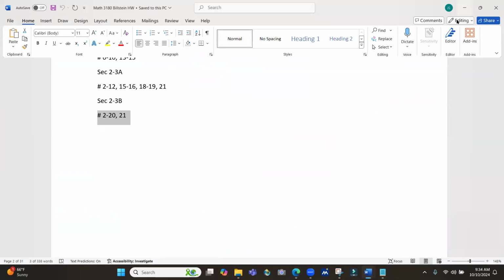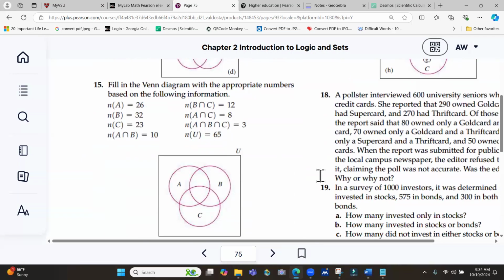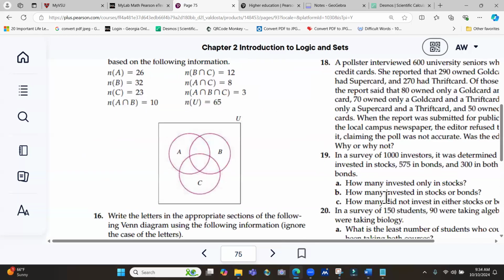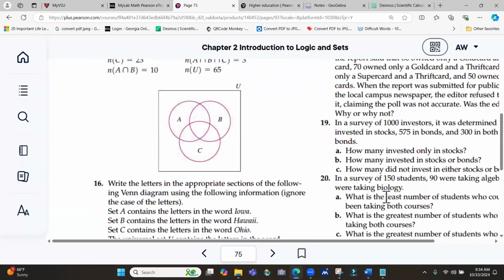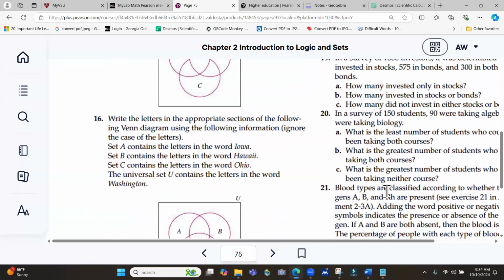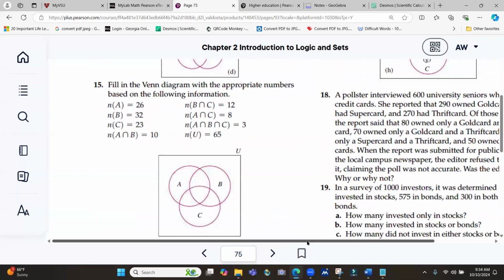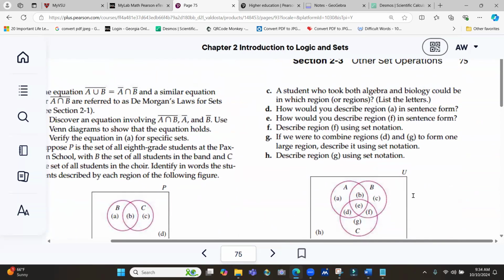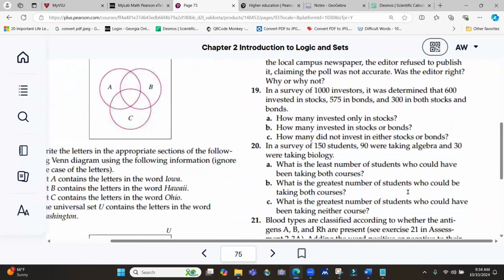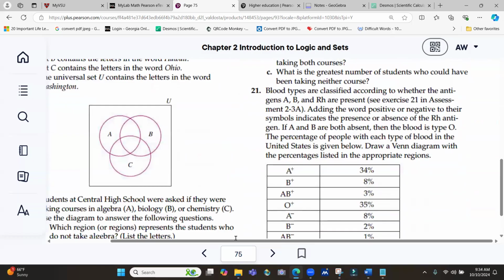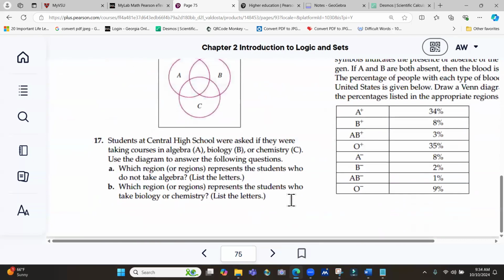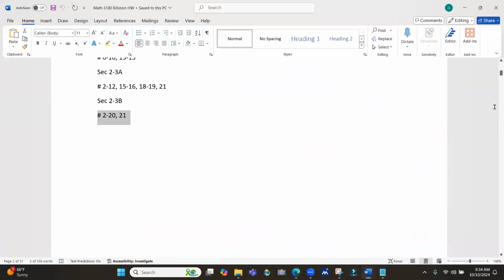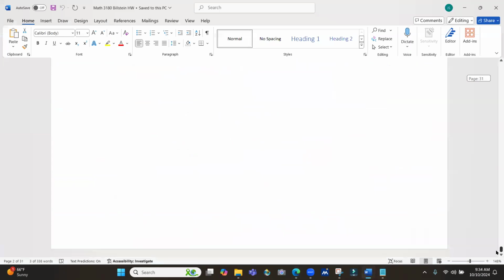2 through 20 and 21. Yeah, so here's the deal. 2 through 20. Good. I think we have enough. I don't want to start with the blood problem. We have to practice a little more. So guys, here's what I'm going to do. Let me make some mental notes. 2 through 20 and 21.